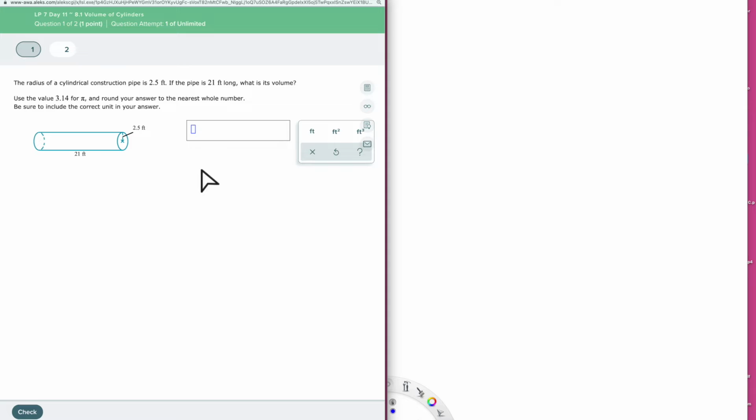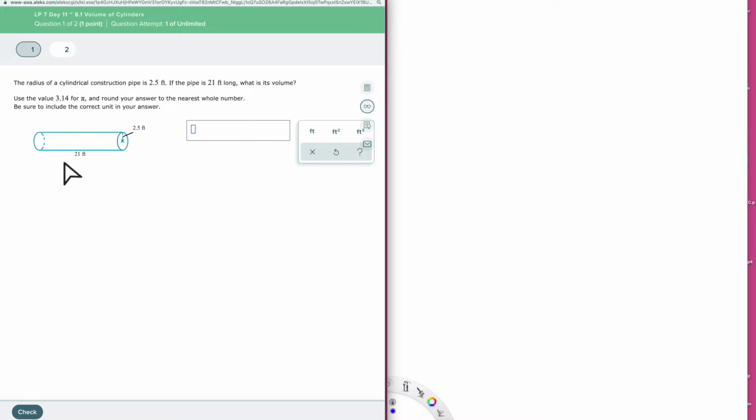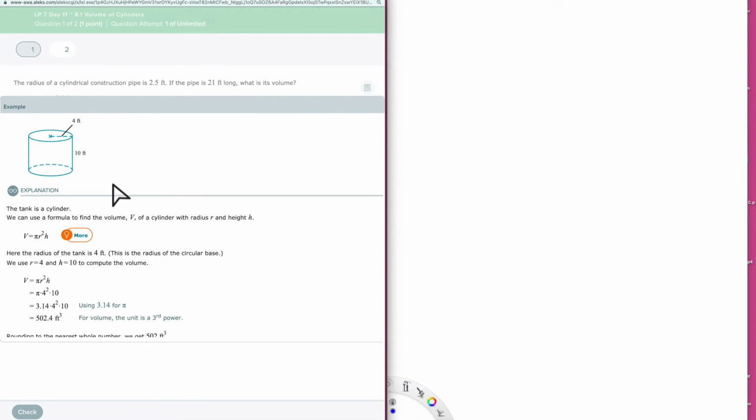On the side here, you can see we have calculator. That's not always open, but it's here right now. Explanation, example, and message center are always there. Explanation tells you you're going to lose your current question attempt because it's going to give you the solution to this question. They're not going to give you the answer and then let you come type it in. Example will give you an example of what we're going to be doing for this problem. It'll walk you through one very similar to this.